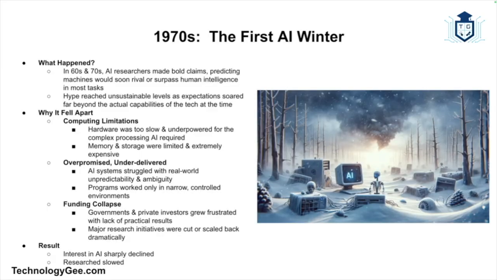Then comes the 1970s, and we have the first AI winter. So what exactly happened? Researchers had made bold predictions in the 60s and early 70s that AI would soon outperform humans in everything. Well, as we all know, that didn't happen. Some of the reasons are that computers were still too slow and expensive back then, and AI systems couldn't handle real world problems very well. And more importantly, funding had dried up when the hype didn't deliver. So governments and companies pulled back support, and basically the AI party was over, at least for now.